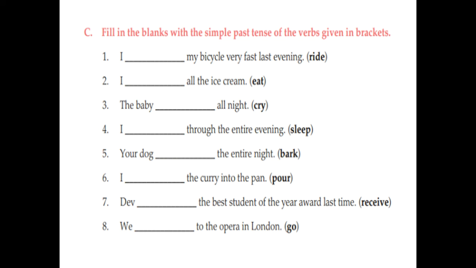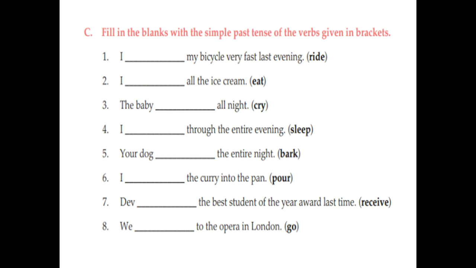I dash my bicycle very fast last evening. So the action has already happened. Kindly refer to the words last evening. So what is the verb they have given here? Ride. What is the past tense of the verb ride? Rode, R-O-D-E. It is an irregular verb. Go to the second one. I dash all the ice cream. Eat. So here the verb eat is in the present tense. What is the past form of the verb? Ate. Eat, ate. It is an irregular verb.